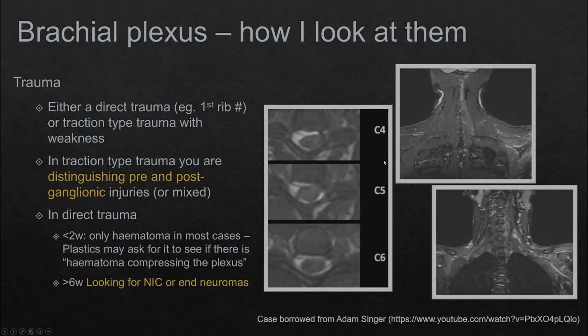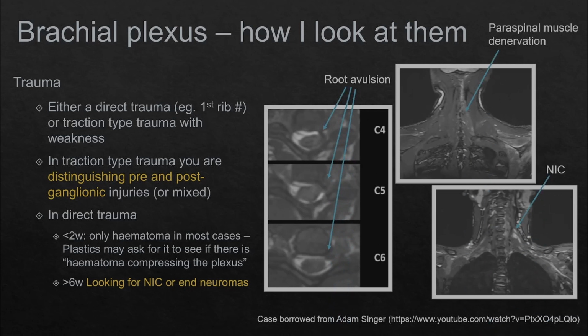In the period of time within 2 weeks of injury, you will probably only see hematoma in most cases, and plastics may ask for it to see if there is hematoma compressing the plexus. I don't have any real clue as to how to tell whether a hematoma is compressing the plexus or not, but you can just report as you see. Usually the area just looks like a bit of a mess on imaging, and the plexus structures cannot be distinguished from the hematoma. If there's persistent weakness and they are still uncertain as to what nerve has been injured, then they will come back for repeat imaging after 6 weeks.